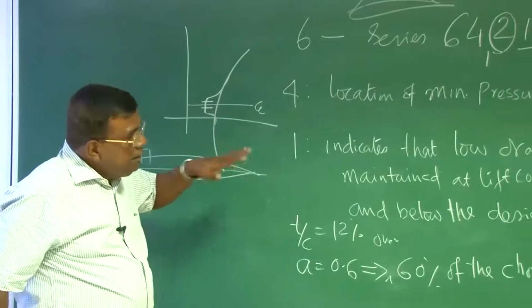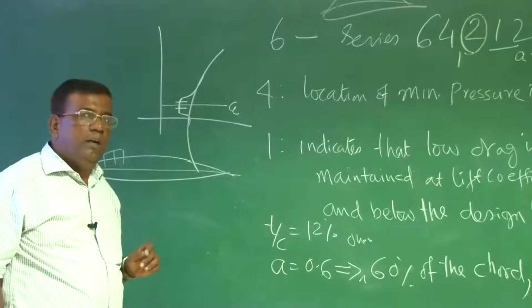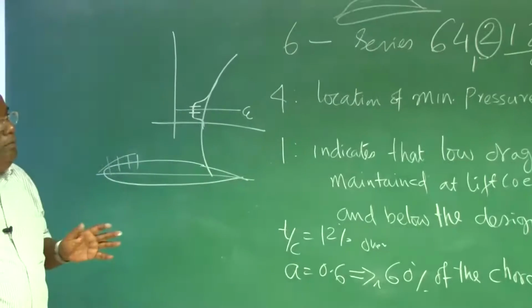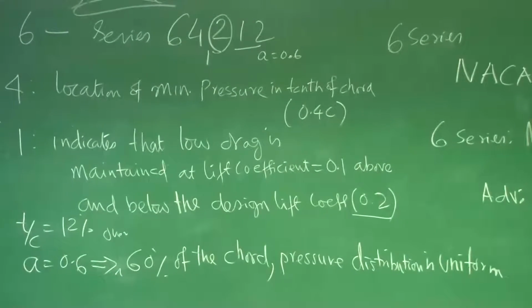These are the steps towards defining a supercritical aerofoil as well. You'll see that this is very important. A equal to 0.6, 60% of chord distribution is uniform.